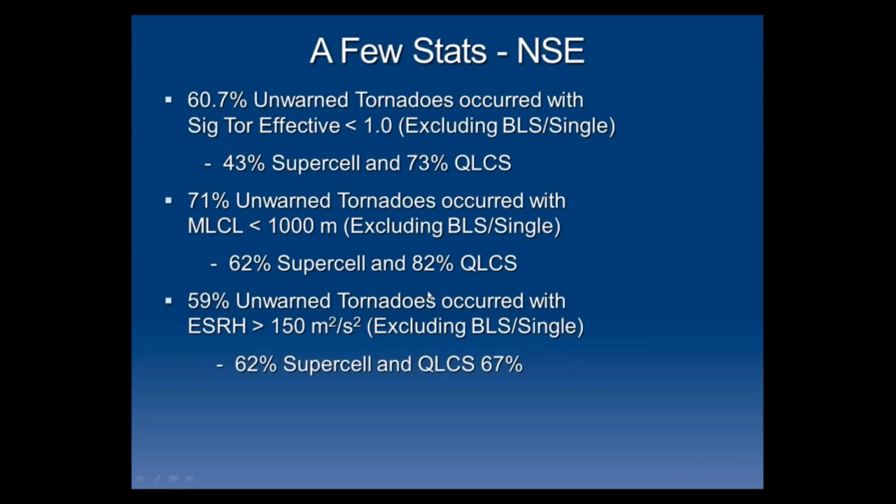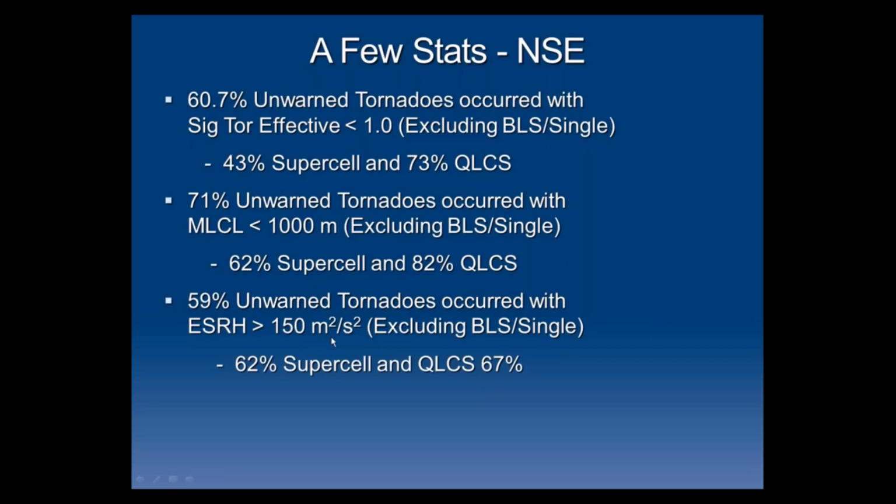effective SIGTOR less than 1. These are all going to be excluding the boundary layers, landspouts, and singles. 43% of the supercells were less than 1, and 73% of the QLCSs were less than 1. 71% of the unwarned tornadoes occurred with LCL less than 1,000 meters. 62% of supercells were under that, and 82% of the QLCSs occurred with an LCL less than 1,000 meters.